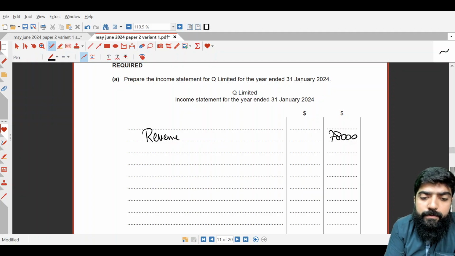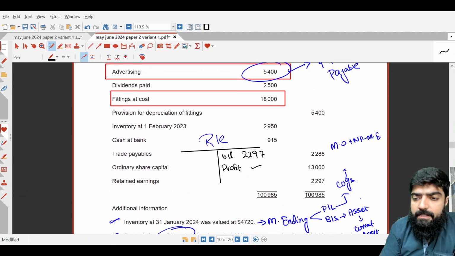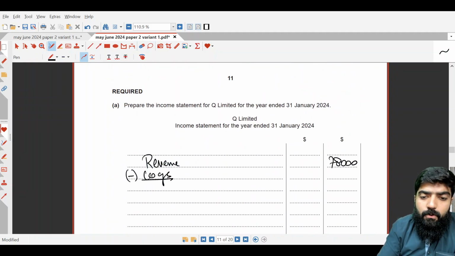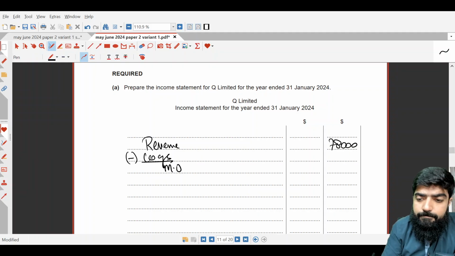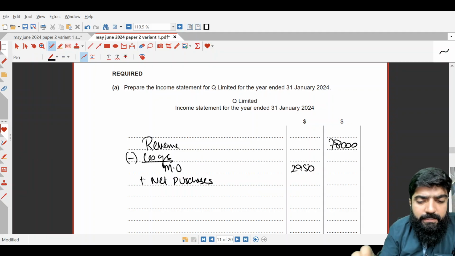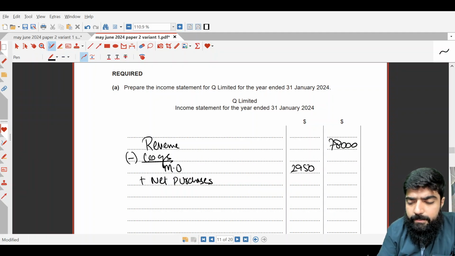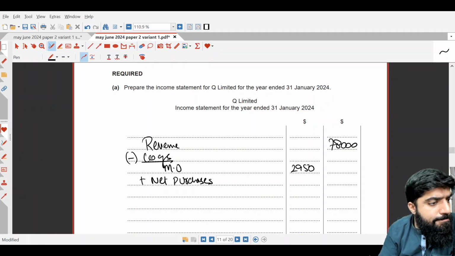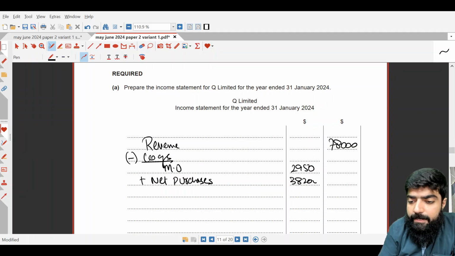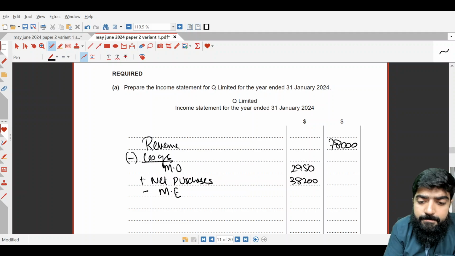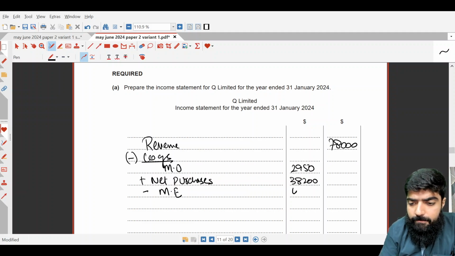We have no return inward, so we are going to deduct the cost of goods sold. There's only opening inventory, purchases, and closing inventory. Opening inventory we have 2,950. Purchases we have 38,200. Is there any return outward or drawings? Only closing inventory. Net purchases amounts to 38,200, and then we have merchandise ending, which is 4,720.